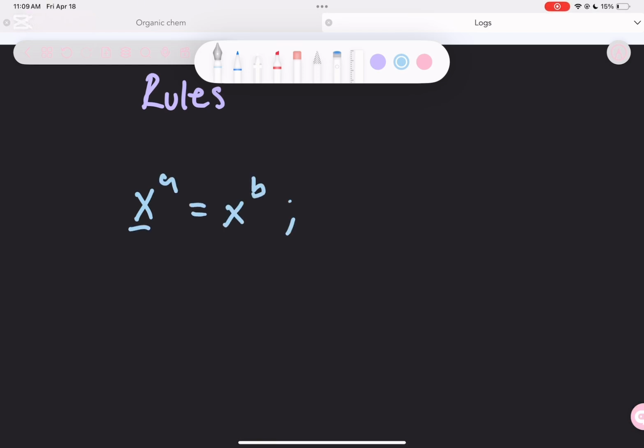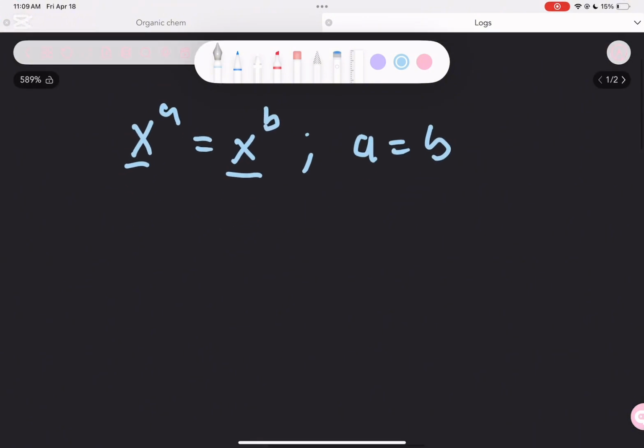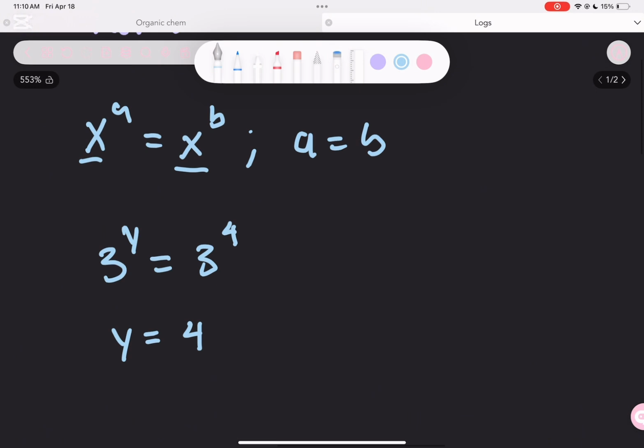Then if two exponents have the same base, you can just ignore them. So it means that a is equal to b. If you think about it, if you have 3 to the y, for example, equal to 3 to the 4, then y is just equal to 4, because 3 to the 4 is equal to 3 to the 4. I don't know how much more I can say about that.